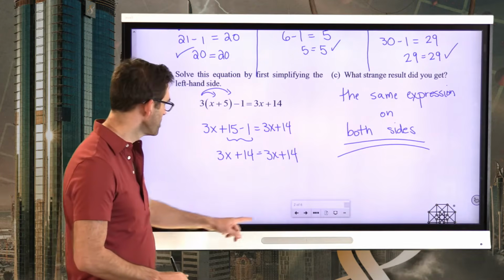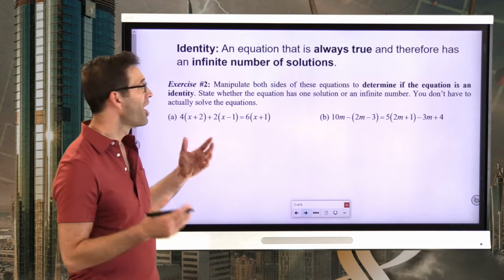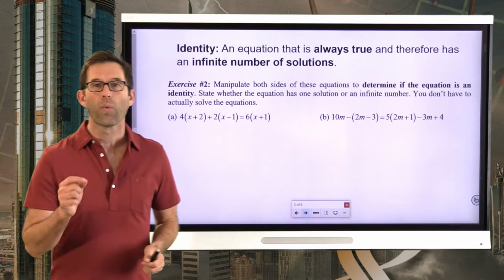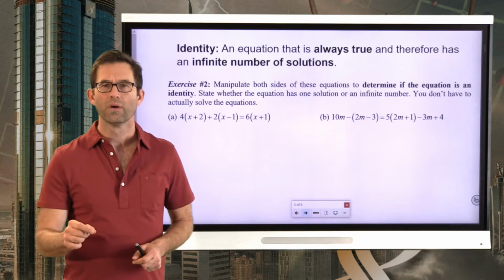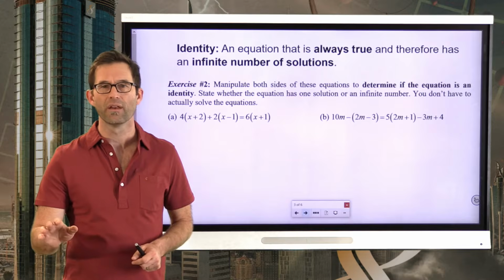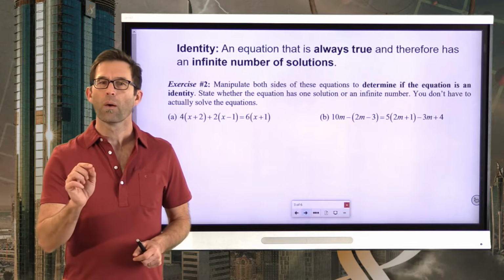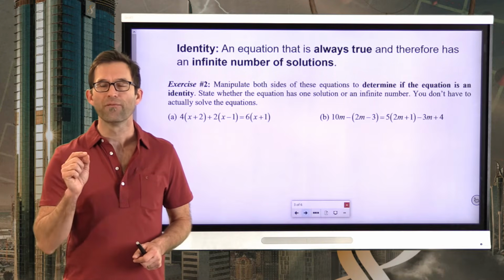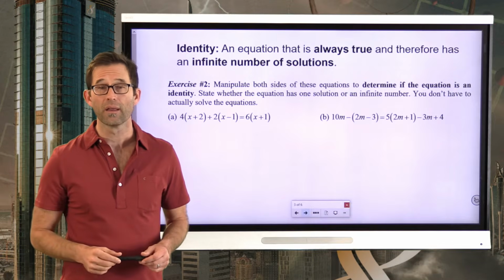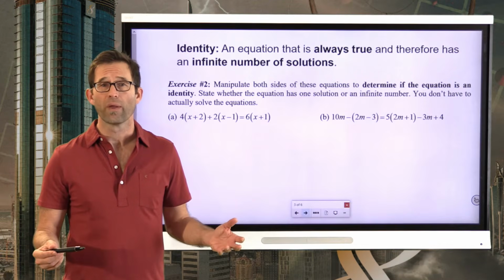Let's summarize this. An identity is an equation that is always true and therefore has an infinite number of solutions. Now what we want to do is be able to figure out that an equation is an identity without having to solve it all the way through.